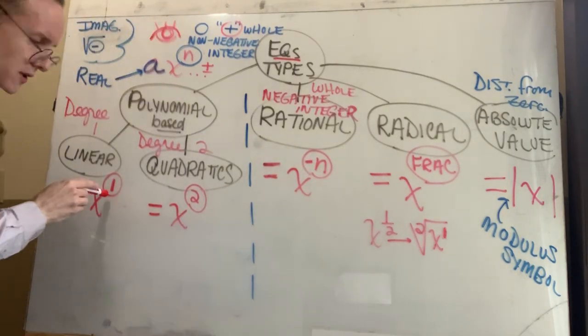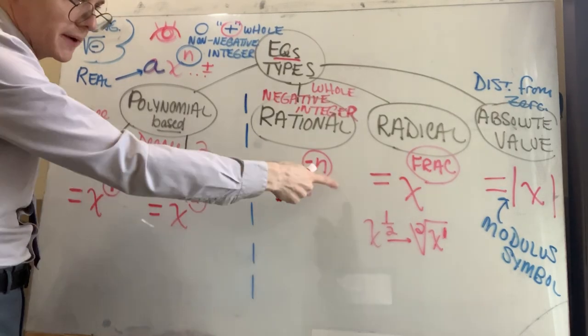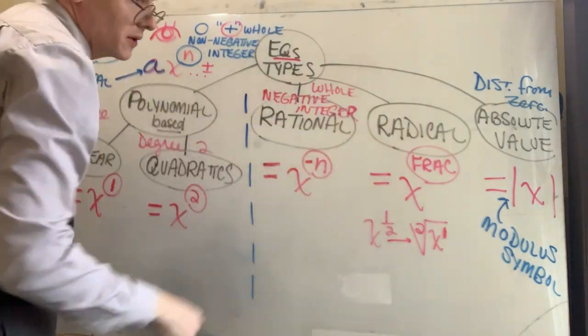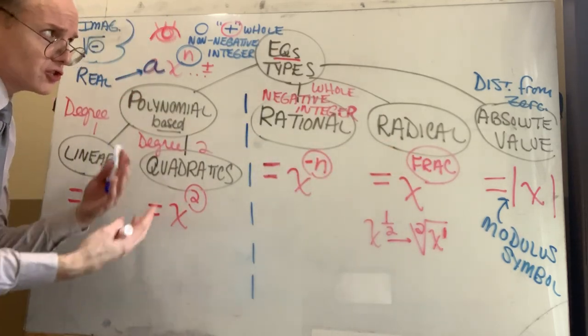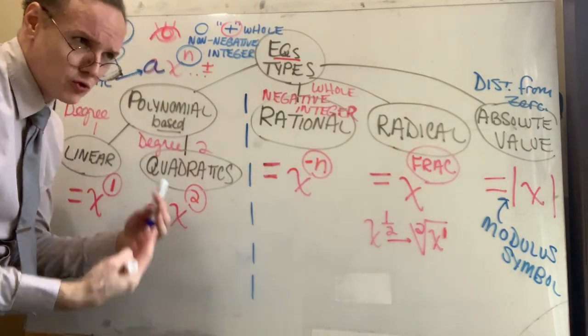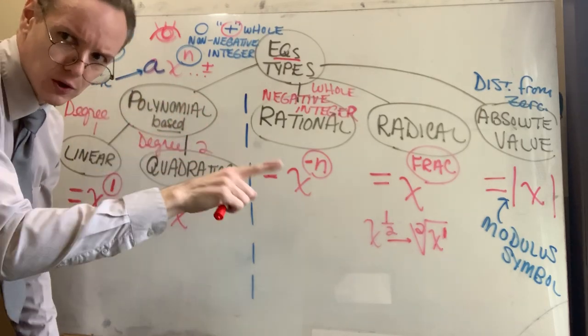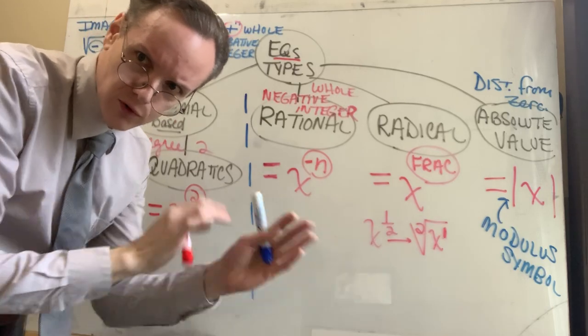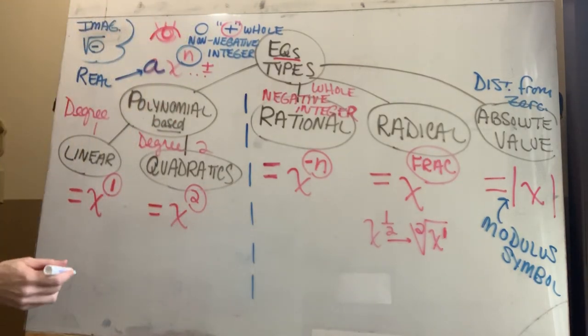Just changing this one little feature here, the number over the sign, or in theory, the type of number, changes the type of equation that you're dealing with. And once you get comfortable recognizing that, then you strategically go, aha, I should follow this set of rules versus perhaps another. It's for the sake of strategy.